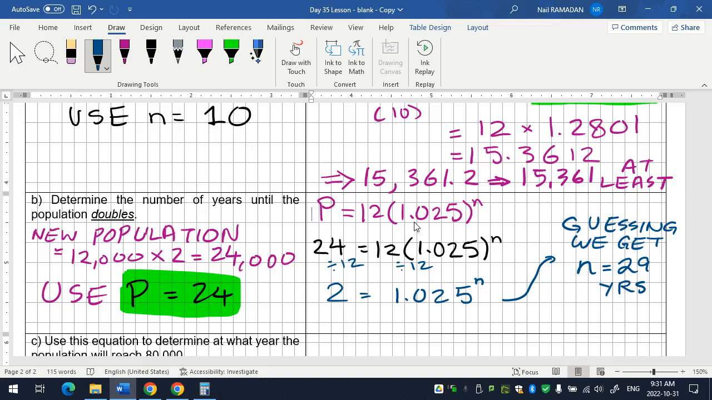What if the question said in what year? What do you do? Which year did we start with? What was the year of starting? 2021. How many years has it been after 2021? So what do you do? Do you subtract or add? Are you going backward into the past or forward into the future? You can never go backward. You have to add. So in the year equals 2021 plus 29. Hey, which year is that?